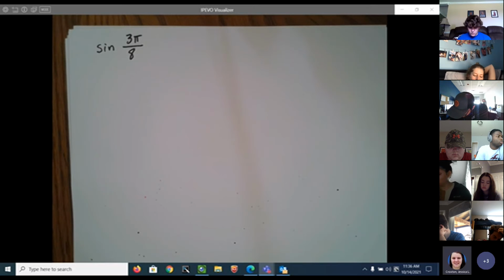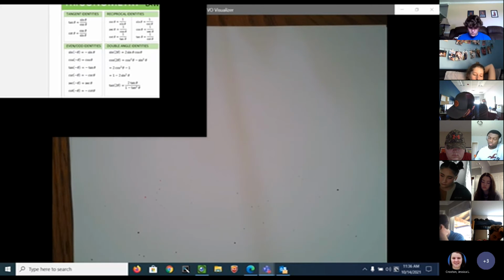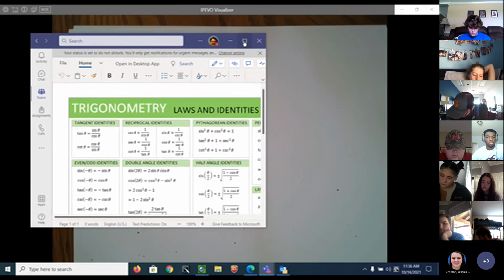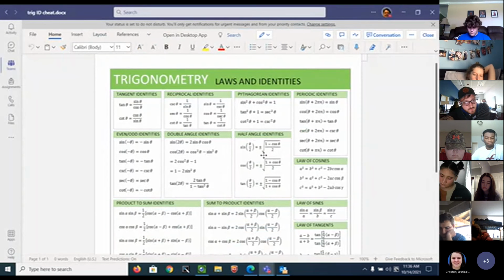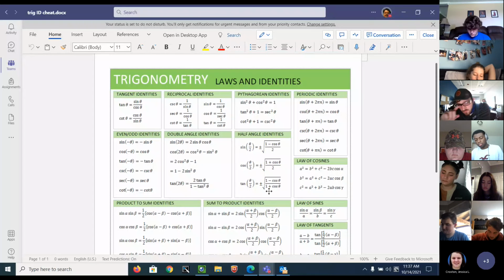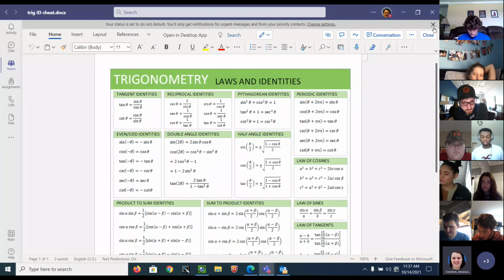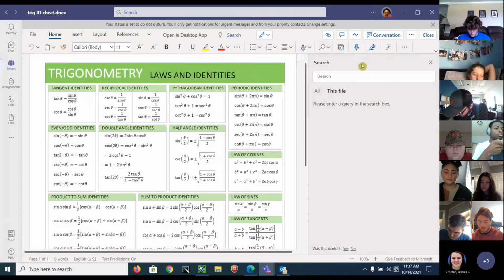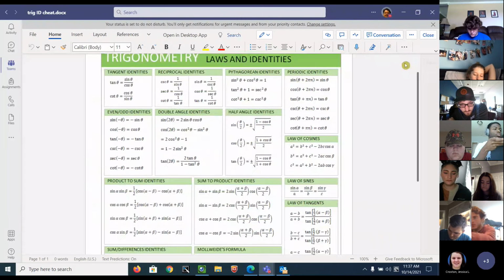The half angle identities. Now we haven't covered those, but they're right here. Hold on a second. Right there. Write those 3 down, because this one is half angle, and it's the sine of 3 pi over 8. So go ahead and write those 3 down right there. I'll blow it up for you if I can. You should have this, but I guarantee some of you didn't print it out.